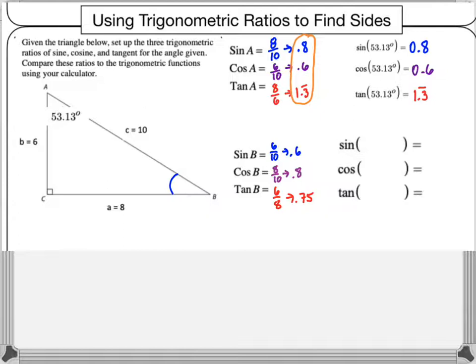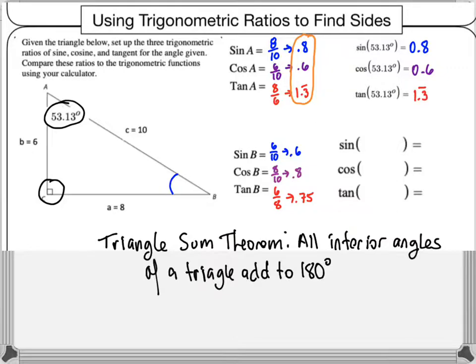Now, here is something we want to keep in mind when we are working with right triangles. Just like with the Pythagorean theorem, if we have two sides, we can find another side of a right triangle. And if we have two known angles of a triangle, we can use something called the triangle sum theorem. The triangle sum theorem says all interior angles of a triangle add to 180 degrees. So if I have 2 out of the 3, to find the last angle I can say 53.13 degrees plus 90 degrees plus angle B equals 180.